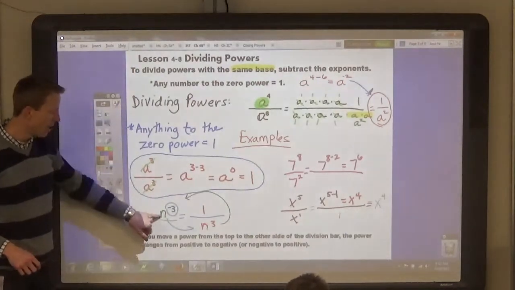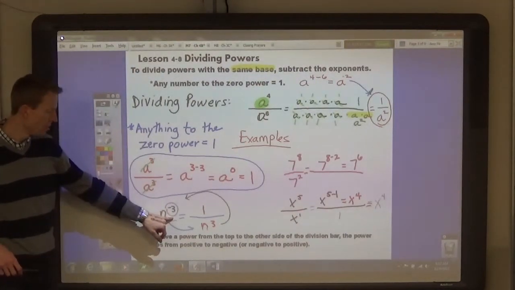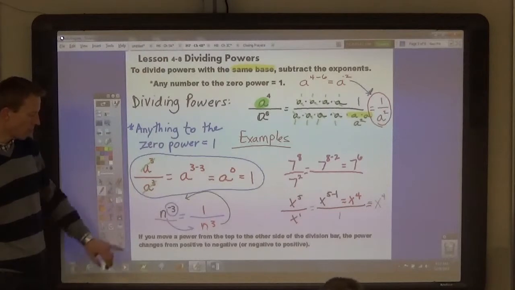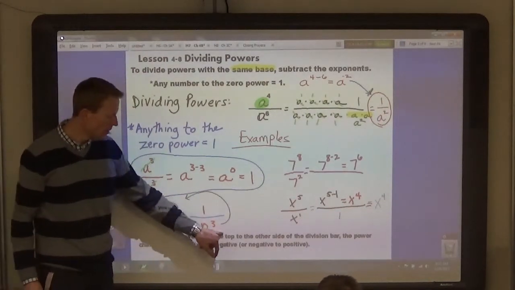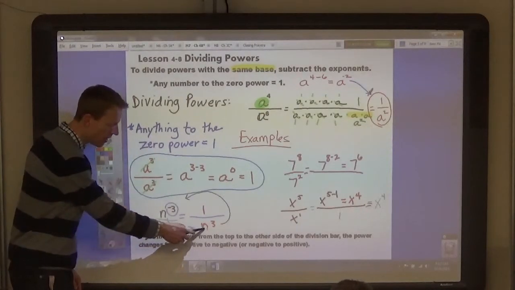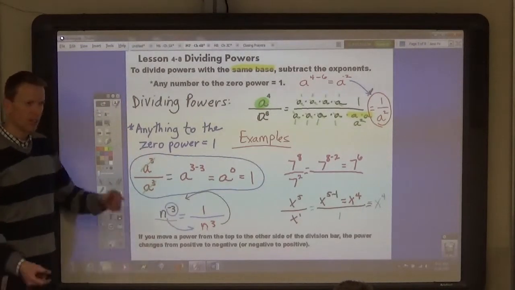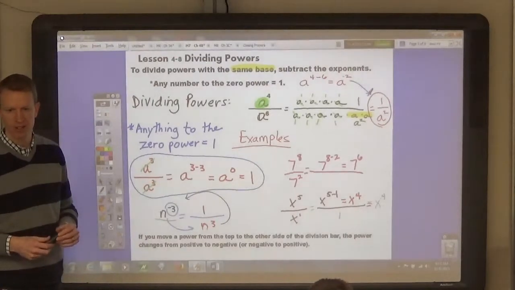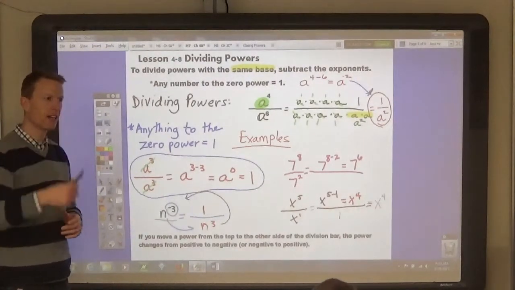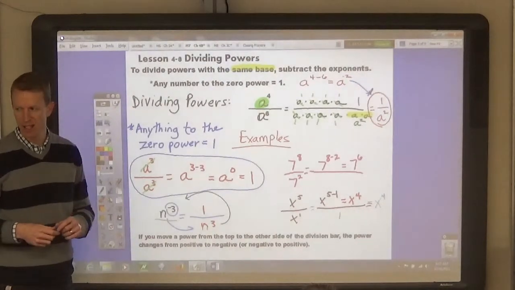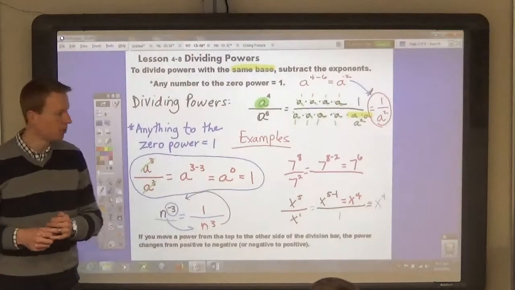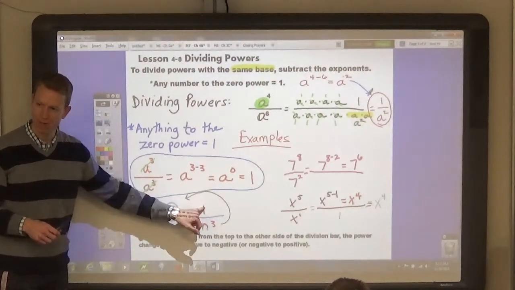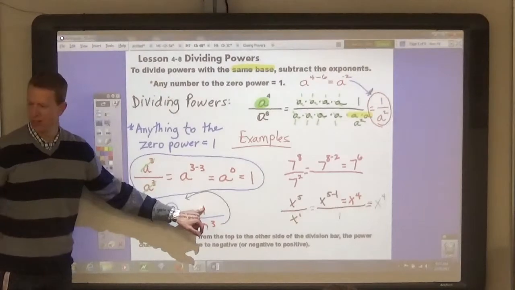Look at this concept. N to the negative 3 is the same as 1 over n to the 3. In other words, if you move a power from the numerator to the denominator, it becomes its opposite. You're moving it to the opposite side of the division bar, or the fraction bar. If you're moving it to the opposite side of the fraction bar, then it is the opposite. It becomes either from negative 3 to positive 3, or positive 3 to negative 3. Okay?